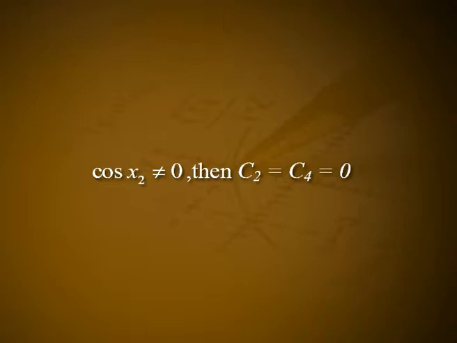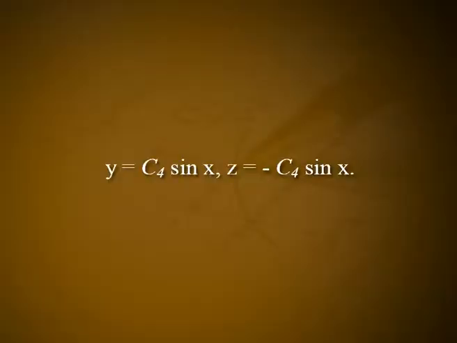Thus, equations 19 and 20 lead to C2 cos h x2 plus C4 cos x2 equal to 0, C2 cos h x2 minus C4 cos x2 equal to 0. If cos x2 is not equal to 0, then C2 equal to C4 equal to 0, and therefore an extremum is attained on y equal to 0, z equal to 0. But if cos x2 equal to 0, then C2 equal to 0 and C4 remains arbitrary. In this case, the extremal is y equal to C4 sin x, z equal to minus C4 sin x.